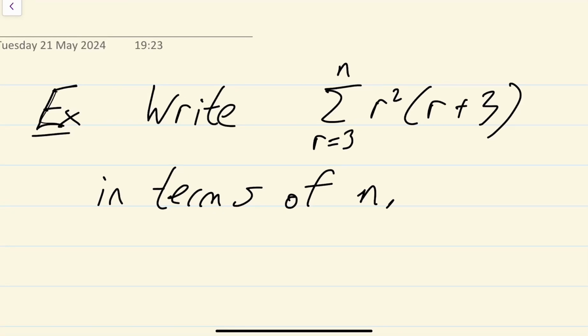We're going to look at how we would solve this question. This is for A21 CCA further mathematics. This is a summation of series question. It says write sigma, from r equals 3 to n, of r squared upon r plus 3 in terms of r.